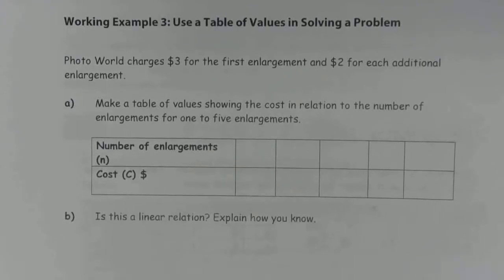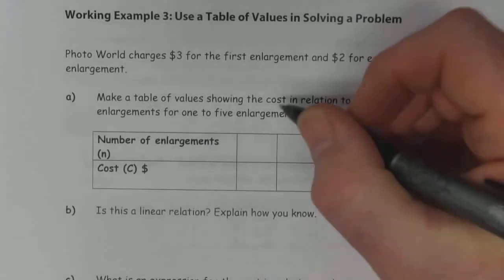Here we go. Working example number 3. Use a table of values in solving a problem. Photo World charges $3 for the first enlargement and $2 for each additional enlargement. Make a table of values showing the cost in relation to the number of enlargements for 1 to 5 enlargements.